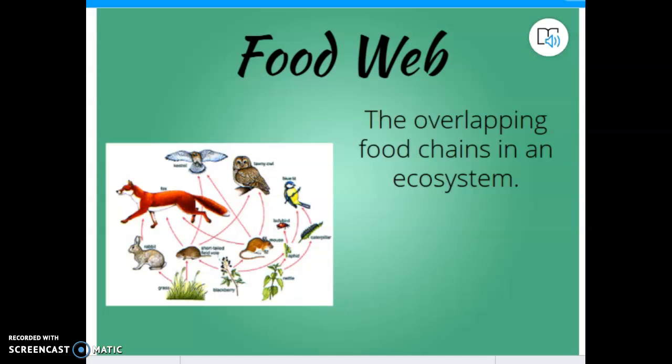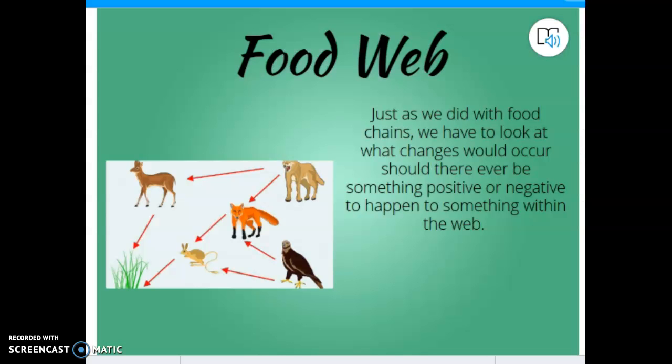Sometimes it's not this easy chain of grass to deer to bear. Sometimes the food chains overlap. And you can kind of see in here, there's more than one animal eating the grass. Rabbits eat the grass. This vole eats the grass. And then there's more things that eat these animals as well. Like this fox will eat a vole, but so will this owl, and so will this hawk. It just depends on what you're looking at when we're looking at things of this nature. So food webs are overlapping food chains.